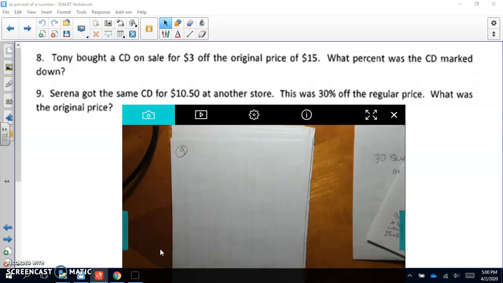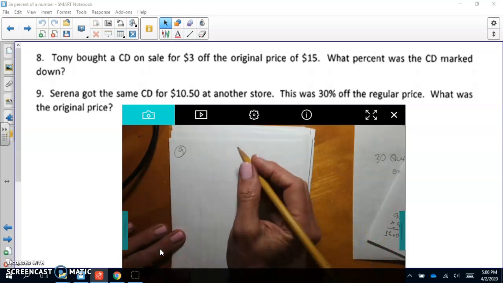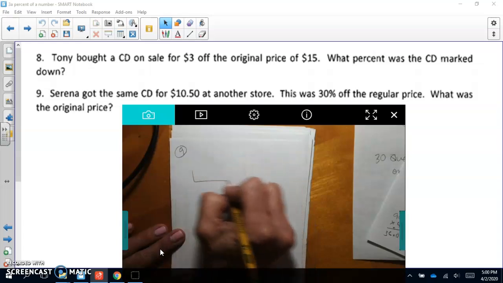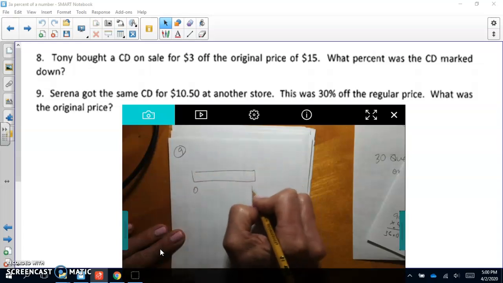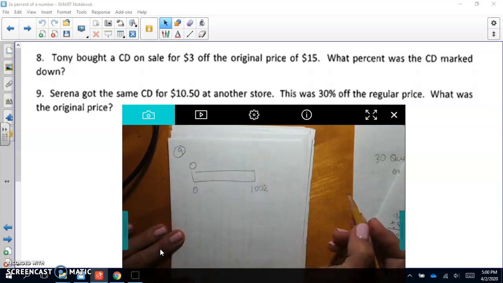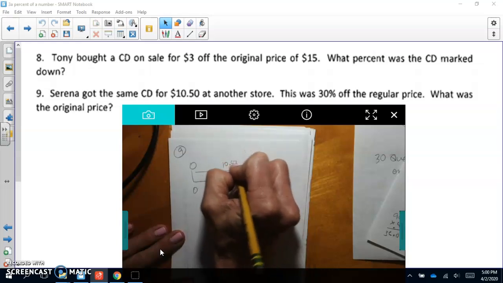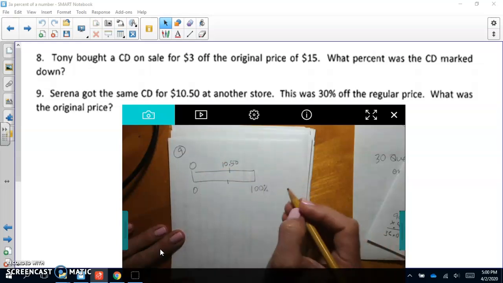Serena got the same CD for $10.50 at the other store. This was 30% off the regular price. What was the original price? Well, let's draw our box again. 0 to 100%. 0. She got it for $10.50, and that was 30% off.